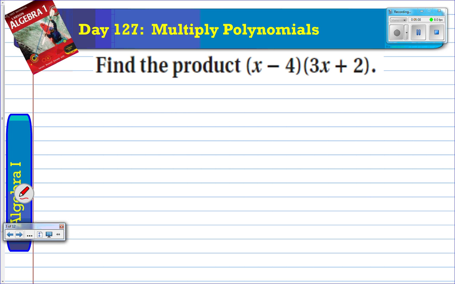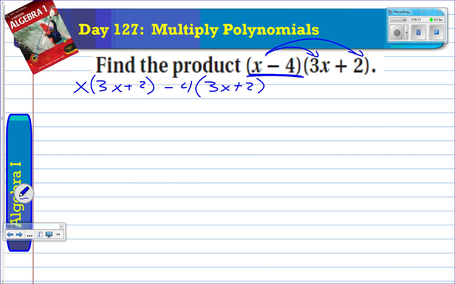Oh, now it's really weird. Now I'm distributing an entire expression. Check this out. I have to multiply this whole thing by 3x, and this whole thing by 2. So there's two ways to think about it. I could say, that's x times 3x plus 2 minus 4 times 3x plus 2, and I can distribute them all. Don't worry about copying this down. I'm just going to show you, so don't panic. I'm going to go really fast.